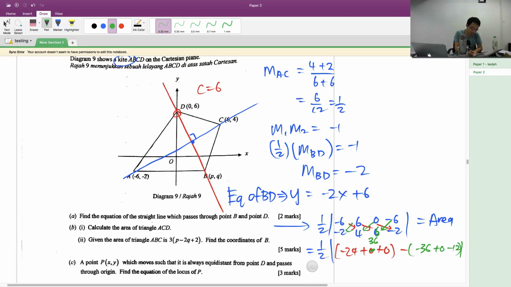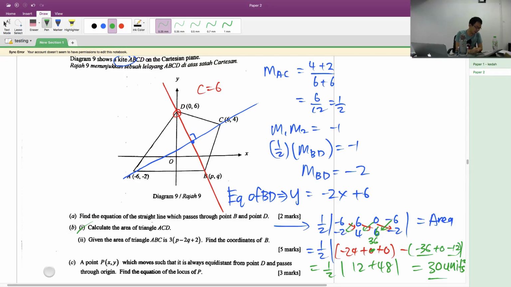Alright, then we will solve the thing. So this is 12. Here should be negative 48 plus 48. So you get 60, so the area is 30 units square. Alright, just a simple math.